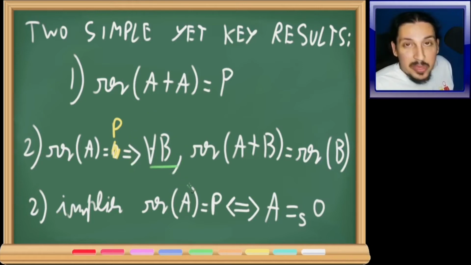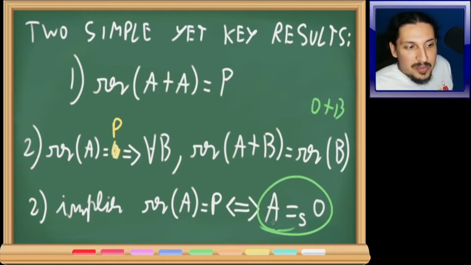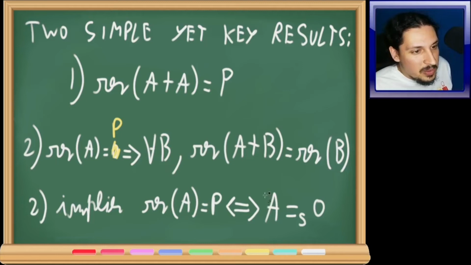There's no hypothesis over B. For any game, you can swap A with 0, because this is of course the same as the result of 0 plus B. So if you can always swap A and 0 in any sum, that is the definition of A being equivalent to 0.